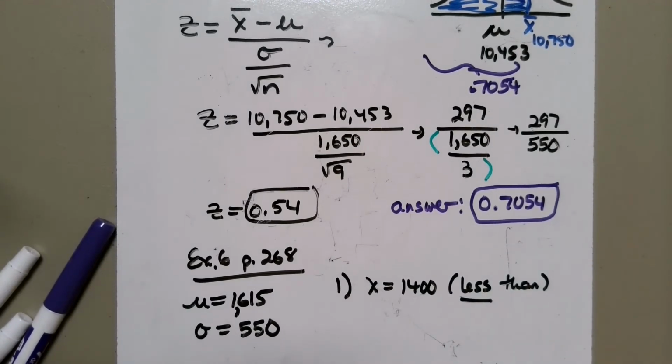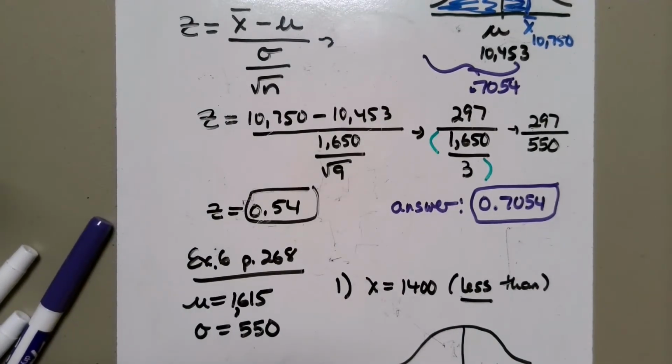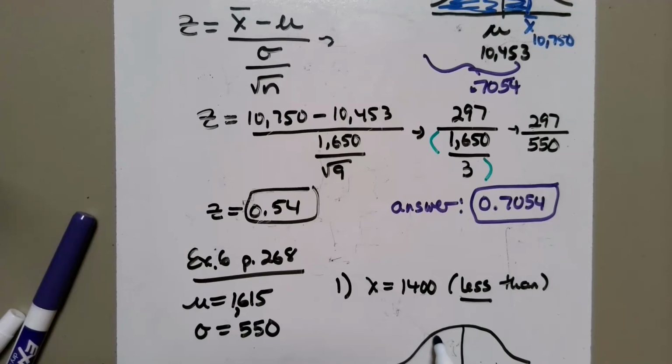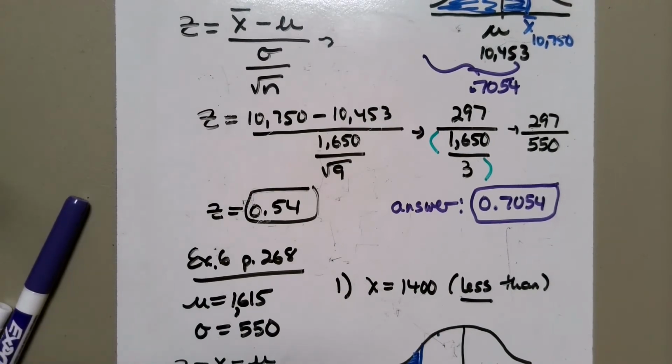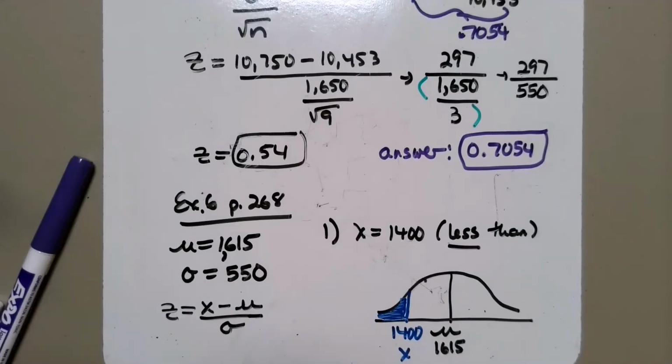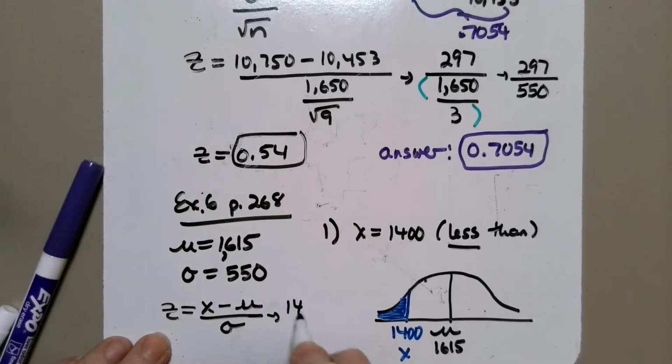So let me draw the picture here. It's always good to draw the picture. In the middle goes our population mean of 1,615. Where is 1,400 in relationship to that mean of the population? It's smaller, so it's to the left. Again, we don't have a real good feel about how far to the left. And less than means we shade to the left tail, which again is always the easiest kind of question when we're calculating. So let's calculate a z-score, but this time we're using the shorter z formula because we're only converting a data value x into a z-score. So we're going to take x, 1,400, minus mu, 1,615, over the standard deviation, 550.